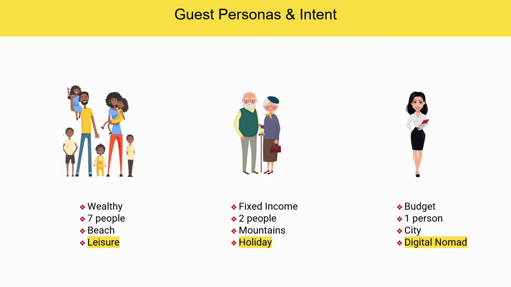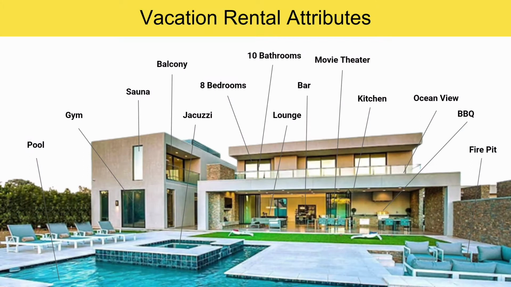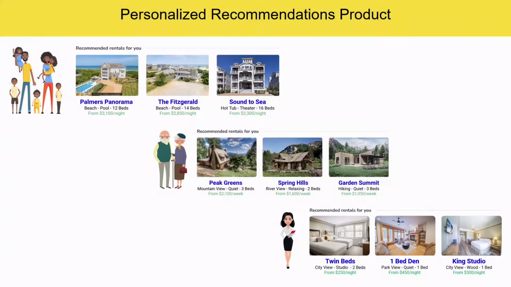So what we really do is we take over all the attributes around all the customers, around their intent. We build up different personas. We figure out all the different past purchases, and then we also take into account all the vacation rental attributes. This is a little different than typical hotel properties because each vacation rental has different attributes. How we do that is we take all of this data and then create very hyper-personalized experiences based on the guest personas and their intent.